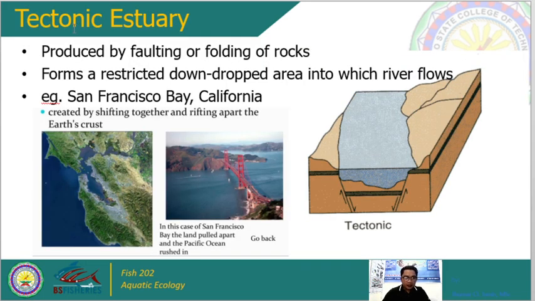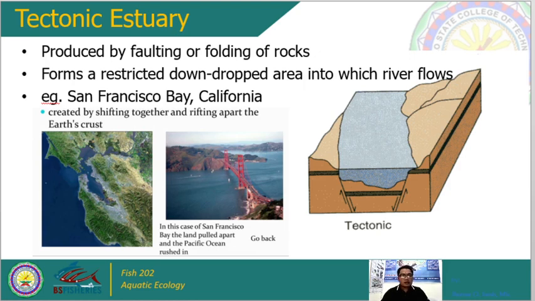And then we have here the tectonic history that is produced by faulting or folding of rocks, forms a restricted down-dropped area which the river flows, no? Like for example kanang sa Golden State Warriors nga logo. So kini siya is sa San Francisco Bay, California, created by shifting together and lifting apart the Earth's crust. Sa nauna, nagtagbo pa na sila because of the tectonic plate movement mao nang nagkabulag, and then gi-bridge na nila. That makes a very iconic picture sa bridge kini. Permi nato ni siya makitaan sa mga movies and sa asa pa. Okay, so this is basically as a result of tectonic plate movement. That's why it's called tectonic history.